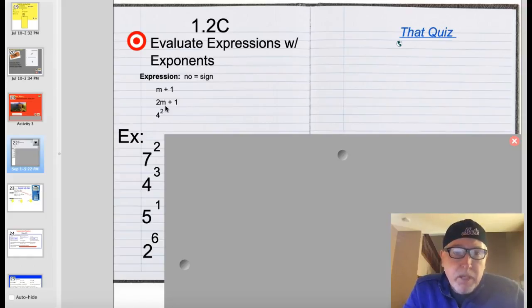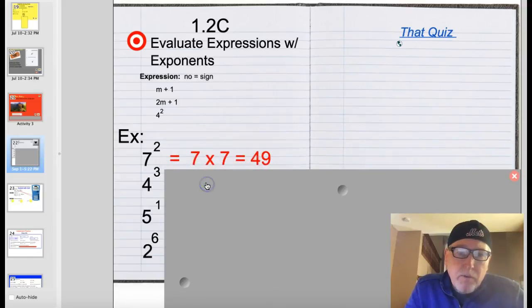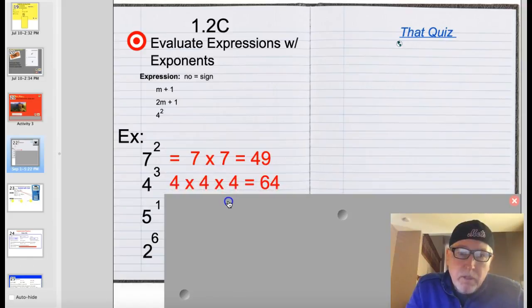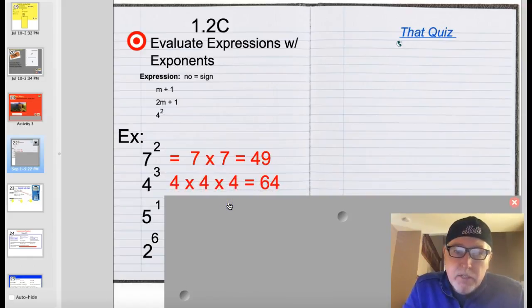So here's some expressions, some simple exponent expressions. Why don't you go ahead and evaluate these? Let's see how you do. 7 squared, what are you thinking? Yeah, 7 times 7, that would be 49. How about 4 to the 3rd? Well, 4 times 4 times 4. And you can use a calculator on these if you want, but most people could probably do that in their head and get to 64.